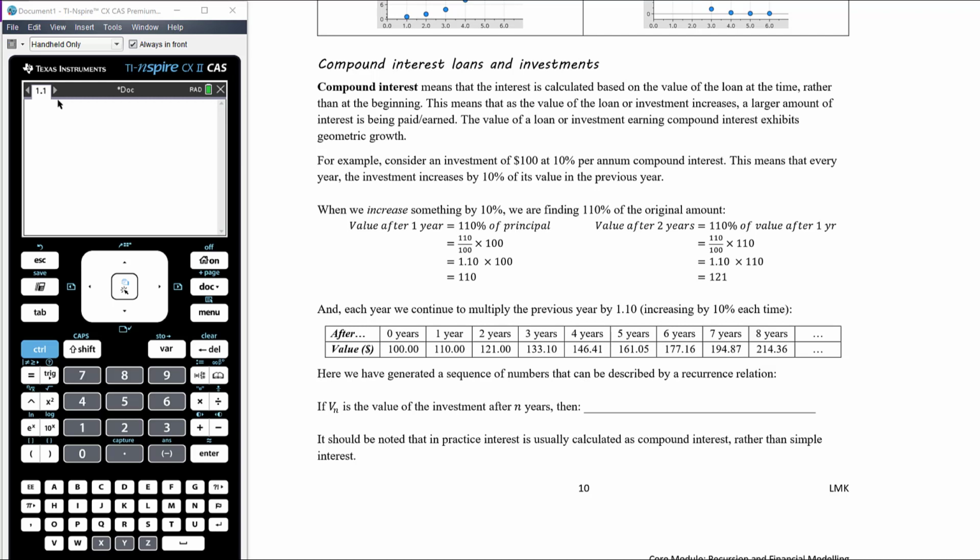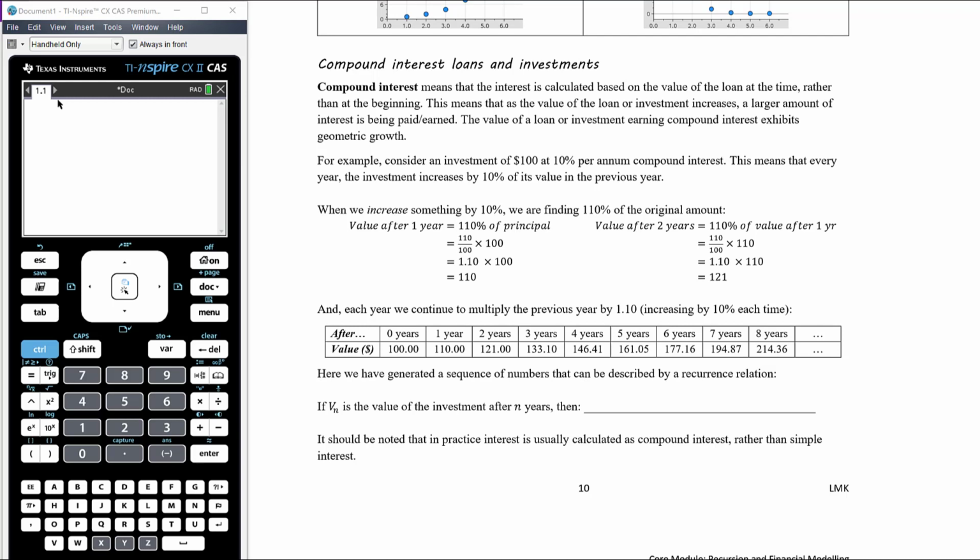So for example, let's consider an investment of $100 at 10% per annum compound interest. Two videos ago, when we were looking at linear growth and simple interest, we did an investment of $100 at 10% per annum simple interest. It would be worth flicking back in your notes to have a look at the difference in the numbers. Basically, if it's compound interest, it means that the investment increases by 10% of its value in the previous year. So every year it increases by 10%, not 10% of the original value, but 10% of the current value.